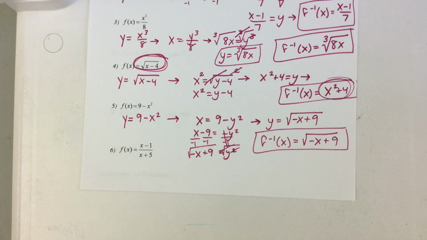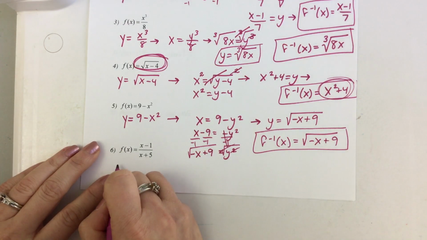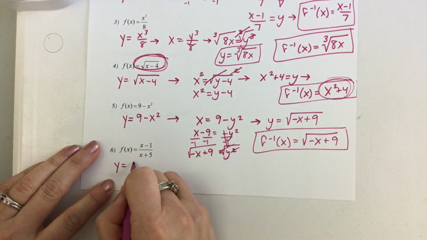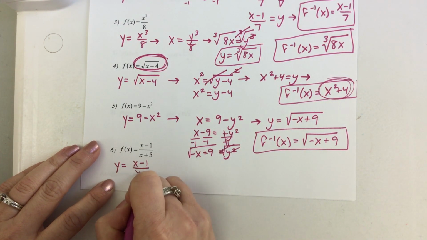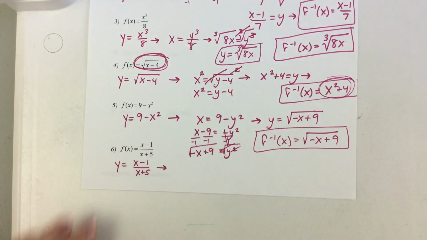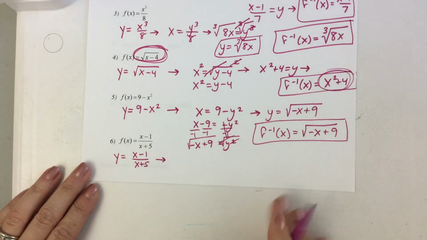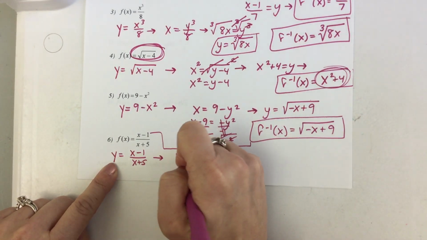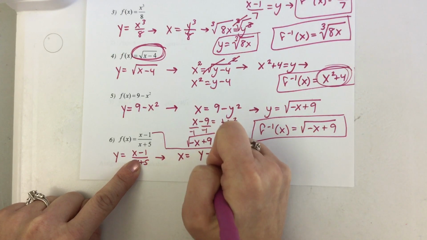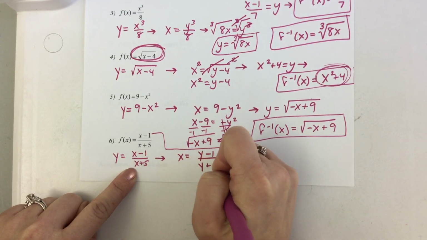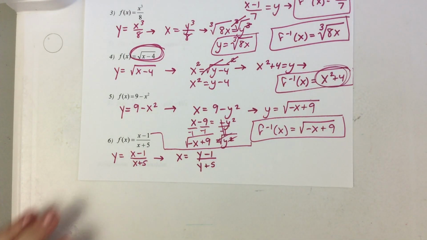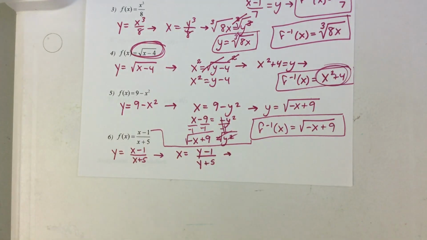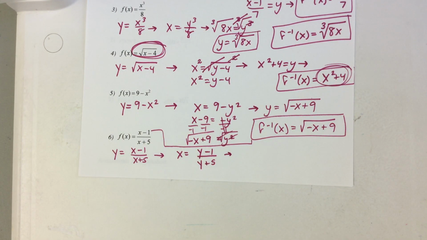Okay, now here's a tricky one. This is as tough as this will get. As you're looking at this one, this is kind of like a challenge problem. So f of x becomes y equals x minus 1 over x plus 5. There's step 1. At this point, I know you're rocking it. Step 2, you need to change the y to an x, and I need to change the x, there's 2 of them, to a y.